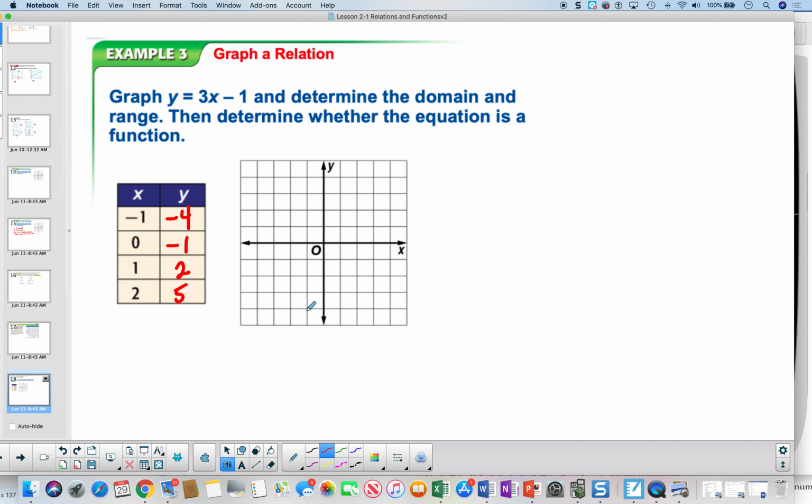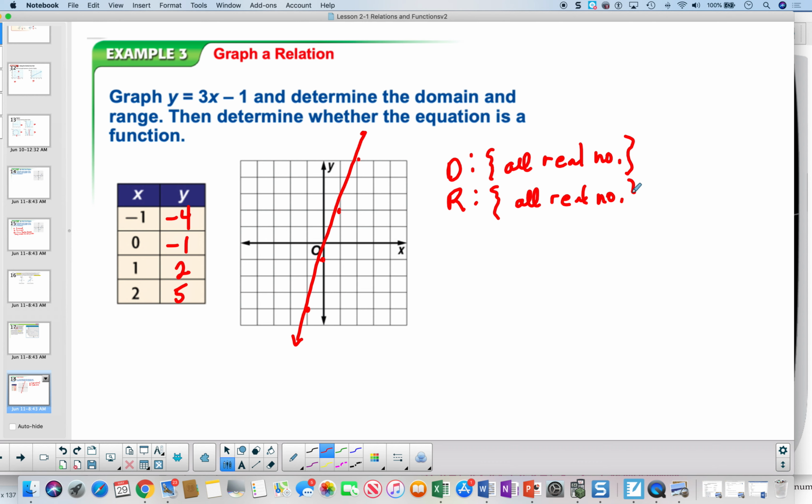-1, 1, 2, 3, 4. 0, -1, 1, 2, and 2 is 2, 3, 4, 5. So we have a line. Now let's talk about the domain. The domain is all real numbers. We can use any x we wish, and the range is all real numbers. We're going to have all kinds of values for our y, and yes, this is a function that passes the vertical line test. Every x has only one y.